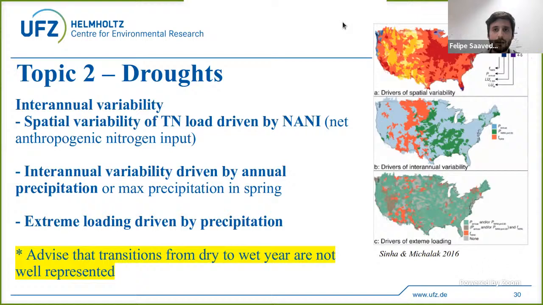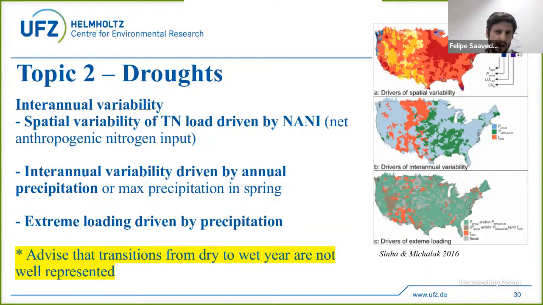And they, with a model, they found that the drivers of spatial variability in US of nitrate loads was because of the application of fertilizers. So the NANI, they call it net anthropogenic nitrogen input. So basically, if we put more or less nitrogen in the soil, this will drive this spatial variability that we observe in US in stream water. And also the interannual variability, so how much variable is in time and year to year, it's driven mostly by climatic conditions, so precipitation. And also they analyze what is driving the extreme loading in certain years. And also climatic conditions is playing a very strong role. So anthropogenic plus climatic drive this interannual variability across catchments in US.